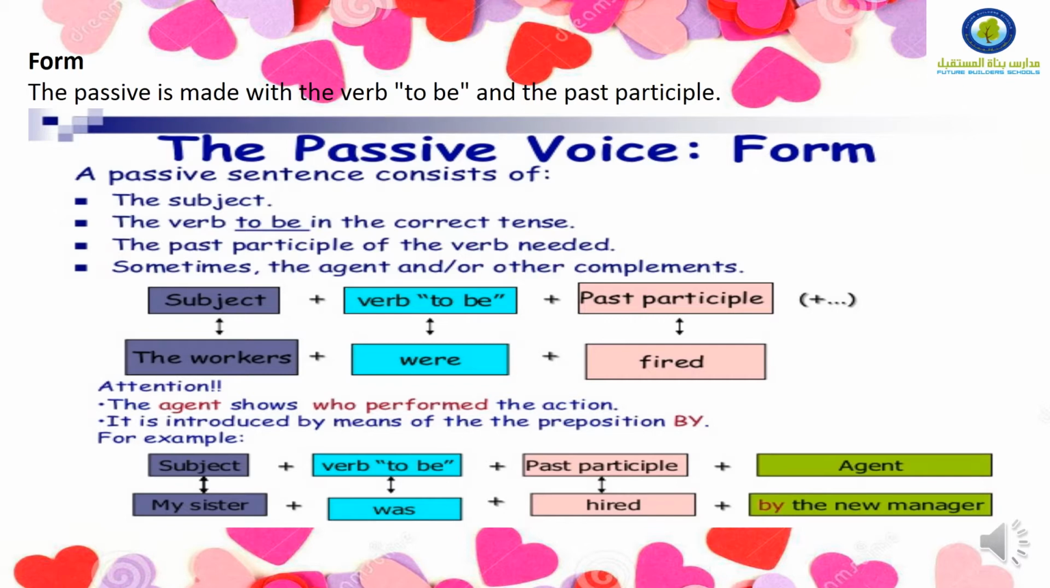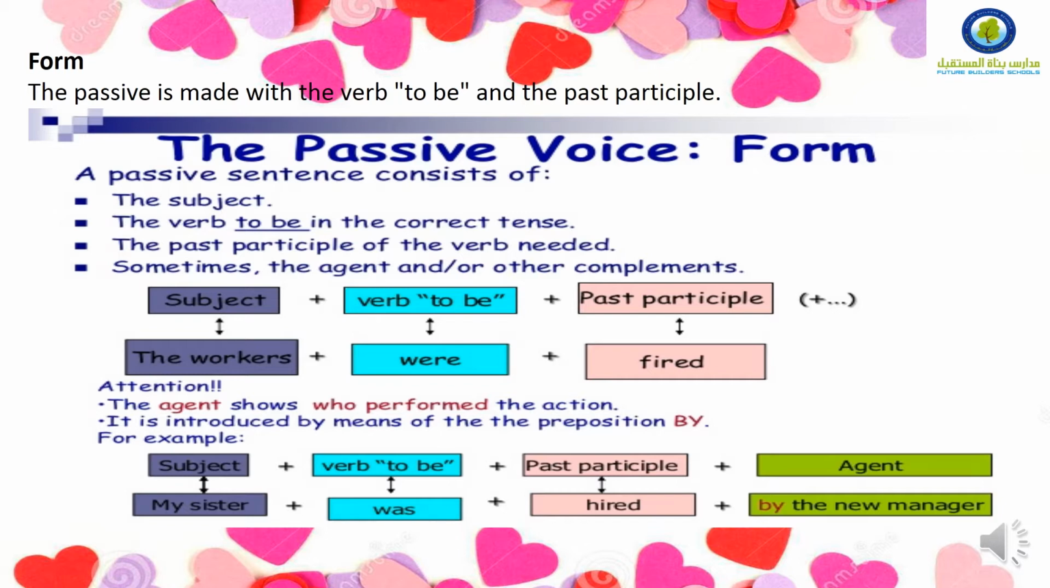Now be careful here. The agent shows who performs the action. Agent هو نائب الفاعل. هو اللي عمل العمل. We add it after by. It is introduced by means of the preposition by. We add by, then we add the agent. Example: My sister was hired by the new manager.